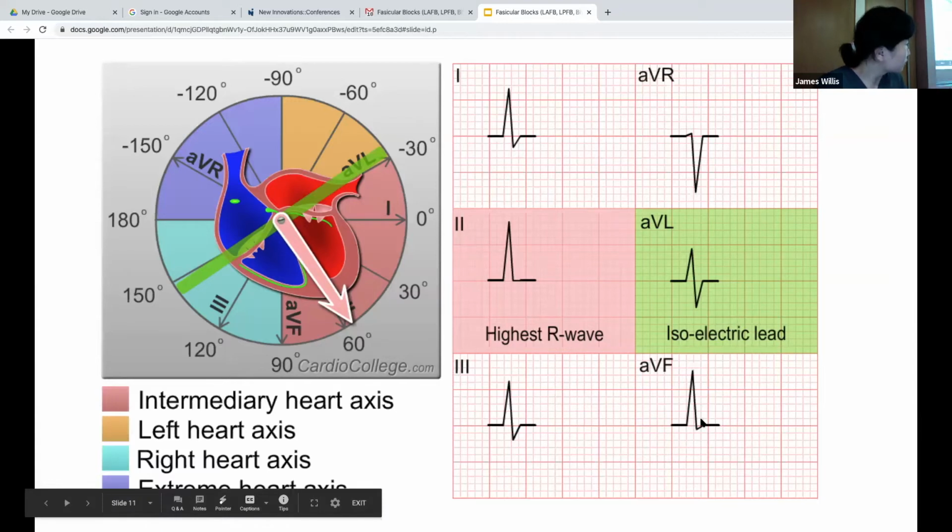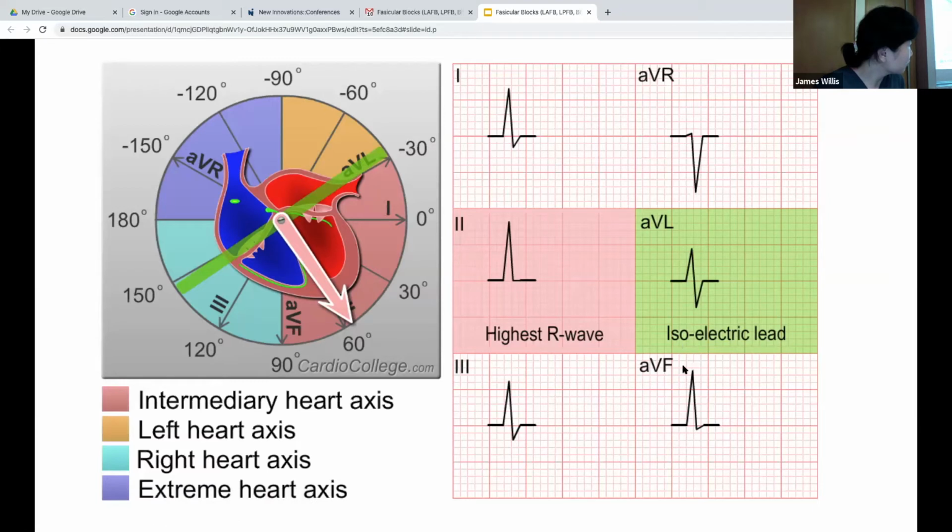So first of all, you have positive vectors going towards aVF and positive vector going towards 2. So that's in this direction. So you have a positive vector going towards aVF and towards 2, and you're all positive in 2, so definitely going towards 2. And then you're very negative in aVR, so it's a vector that's going opposite of aVR. So that's aVR in this direction, so opposite of that is this way. This arrow kind of gives away the answer, obviously, but just follow along with this.